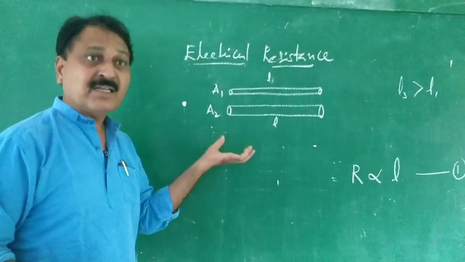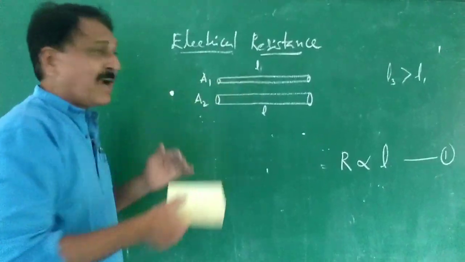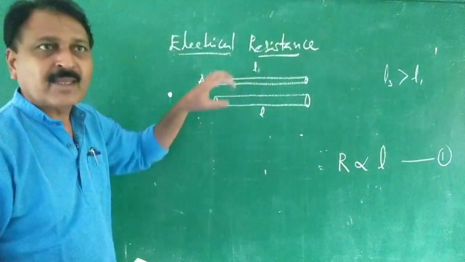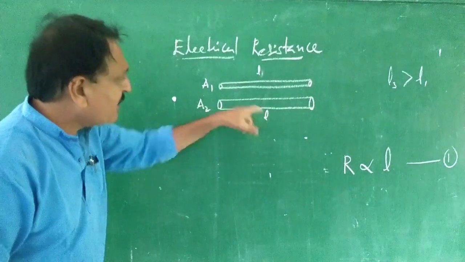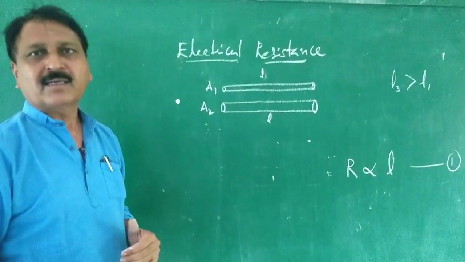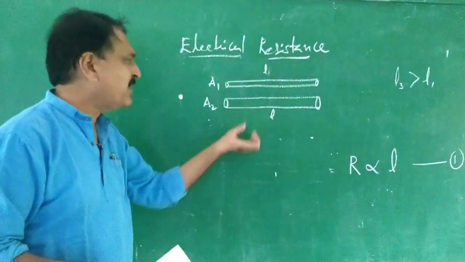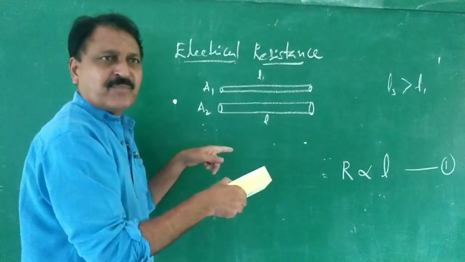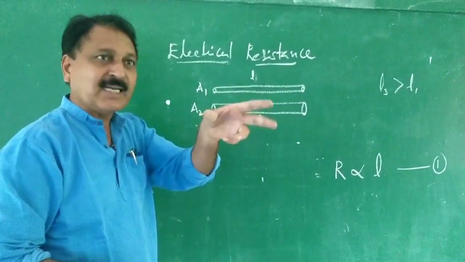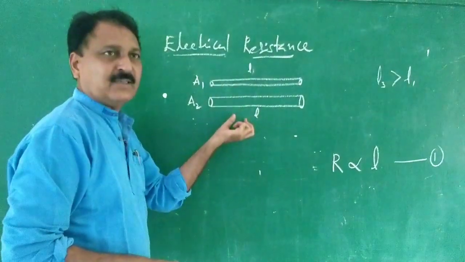Now I am measuring the resistance. I connect them to a battery and observe the current flow through these. So in the second wire more current flows, in the first wire less current flows. You can test this with an ammeter. If you connect an ammeter, it will show a deflection. By studying the deflection, you can understand the flow of current.